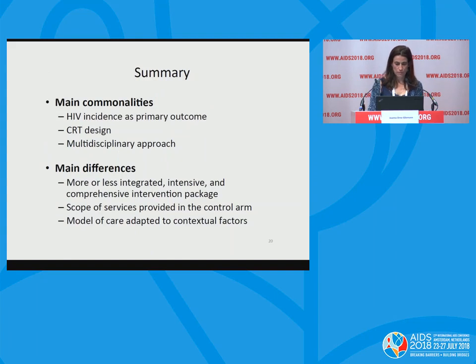So just to wrap up, the main commonalities, the main similarities between the trials: all had HIV incidence as their primary outcome, all adopted a community randomized trial design, and all opted for really investigating universal test and treat and prevention packages through a multidisciplinary approach. There are some substantial differences, however, in the scope and the intensity of the intervention packages that were implemented, both in the intervention arms and the control arms. So really keep that in mind when you hear about the main impact results that will be presented tomorrow.